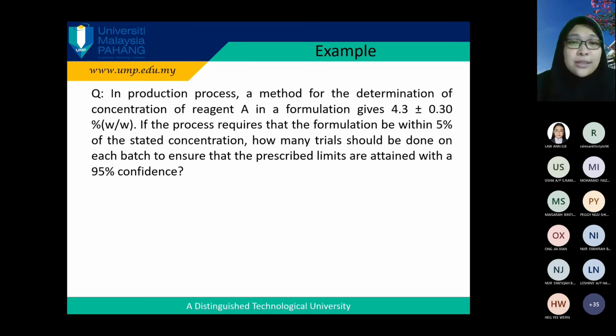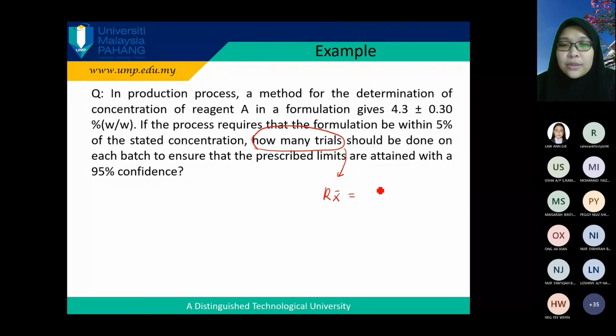Okay, when you guys read this, at first you really don't understand what it wants. Okay, but the main thing here is that the question asks you to calculate how many trials or replicates. So we know that if we want to calculate the number of replicates, we are going to use the equation R times mean equal to TS over square root of n.